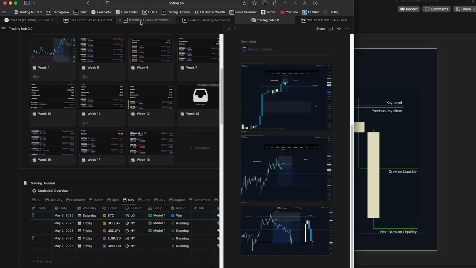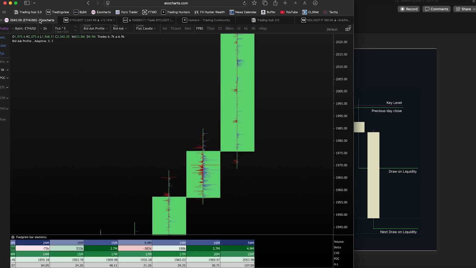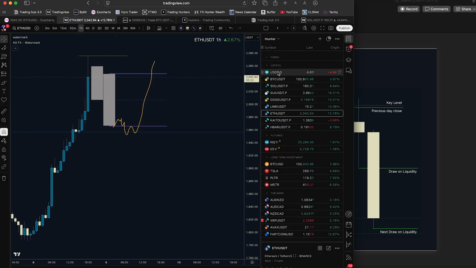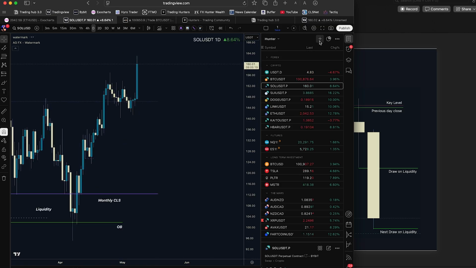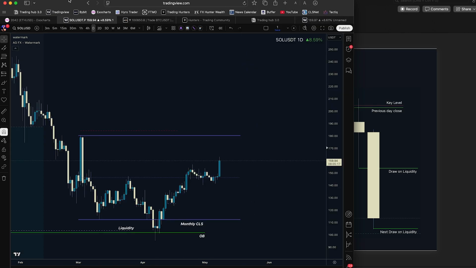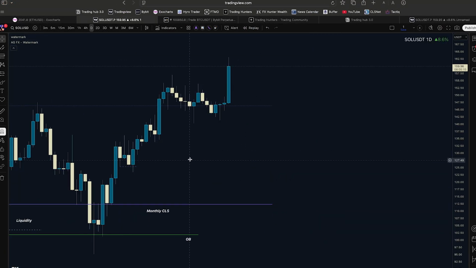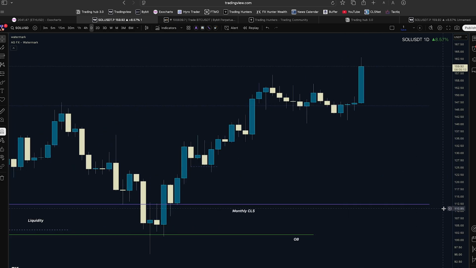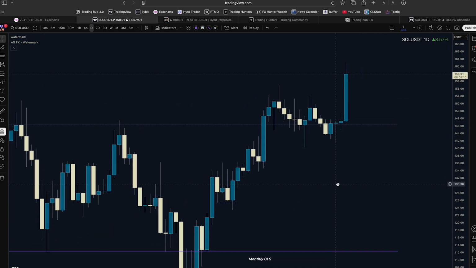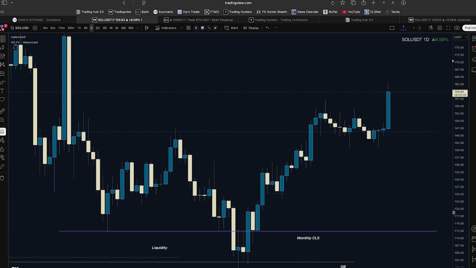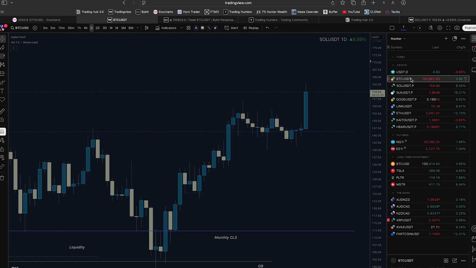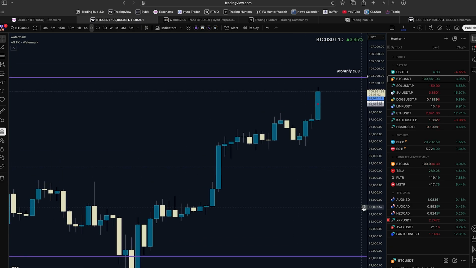Let's go back to TradingView. TradingView here on the BTC, right? Let's go daily, right? Boom, right? And it was actually this trade in here on the daily. No, it's not BTC, it's Solana. I was surprised, right? Look, it was here.